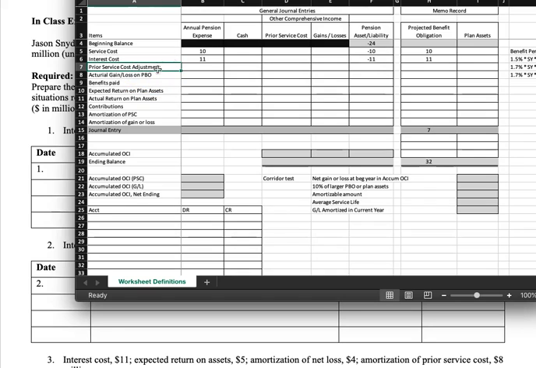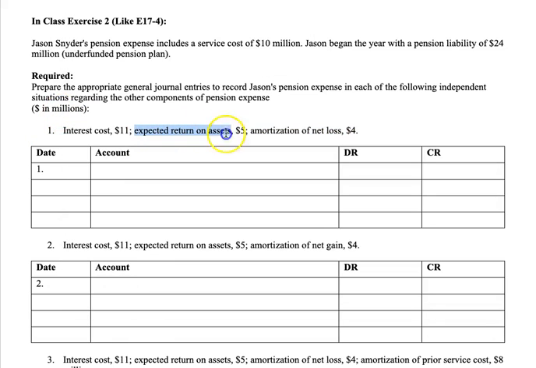All right, so now the other 3 parts are not part of pension expense, so we do not have to worry about those. So let's go into our expected return on plan assets. That's the next piece of our actual pension expense. So again, the expected return is what we think we'll make on our plan assets this period. And in this case, it tells us that we have an expected return of $5 million.